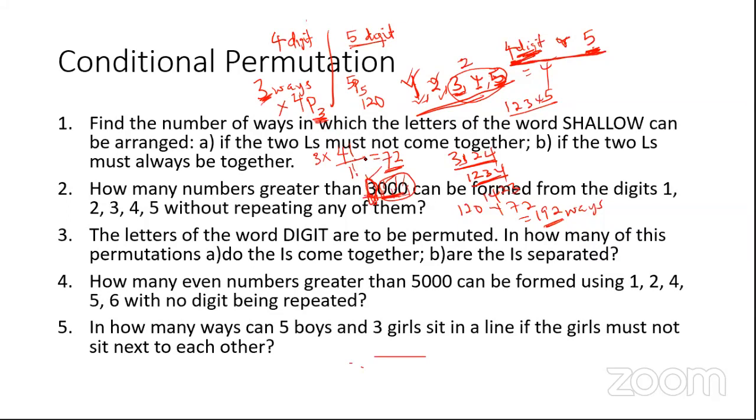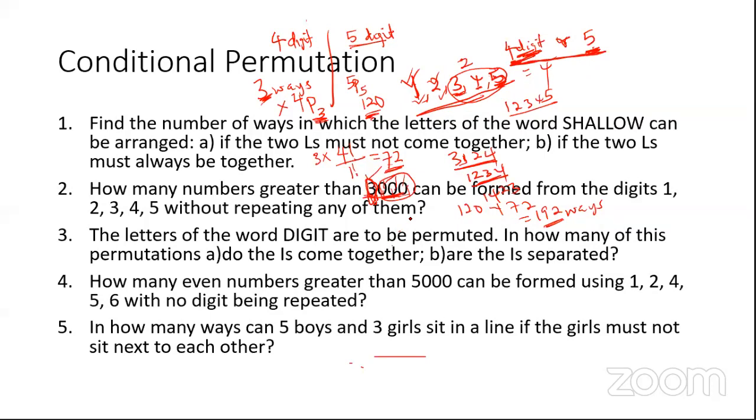So 4 permutation 3 will give me 24. 24 times 3 will give me what? 72. It means I can have 72 different 4-digit numbers. So that's for that. For 5-digit numbers, I have what? 120 different possibilities. So add them together. So 72 plus 120 will give us 192.